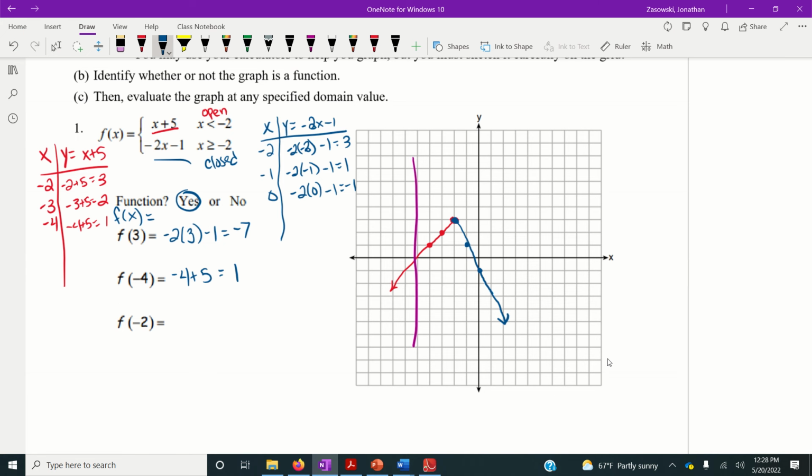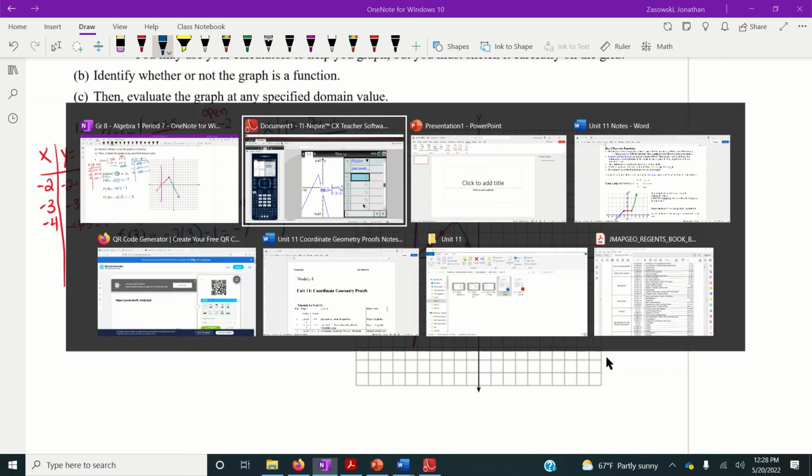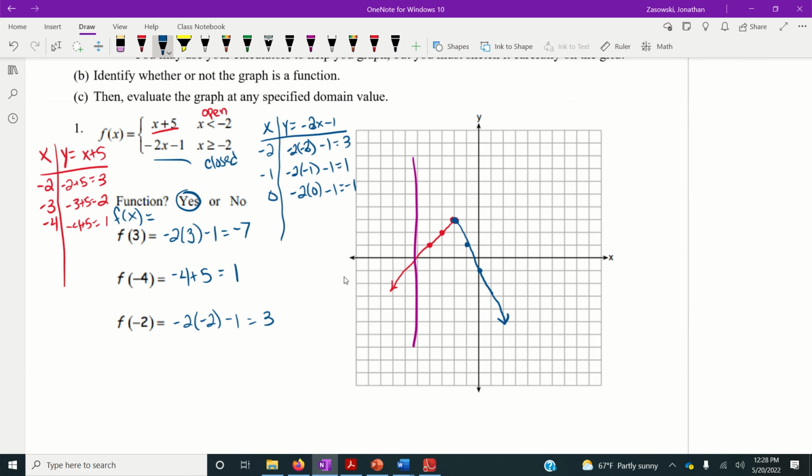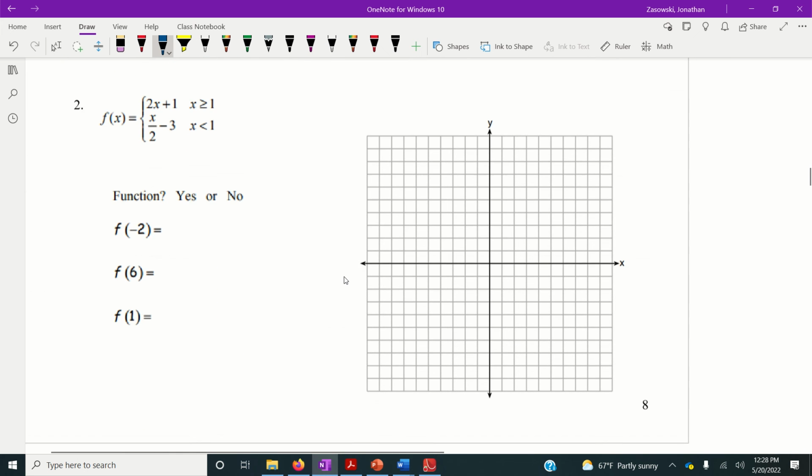And the same thing with -2. If we plug -2 in, it's not the top one because it's not equal. We have to use the bottom equation. So -2 times -2 minus 1 is 4 minus 1, which is equal to 3. And you can see when we're at -2, the y value is 3. Okay? That's how we're going to graph piecewise functions.